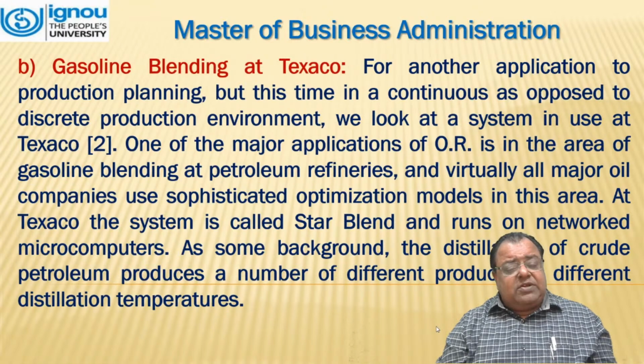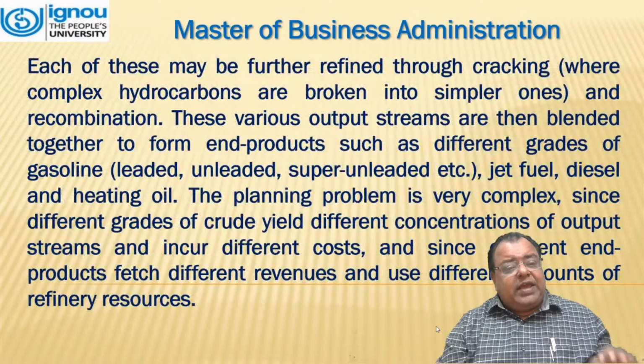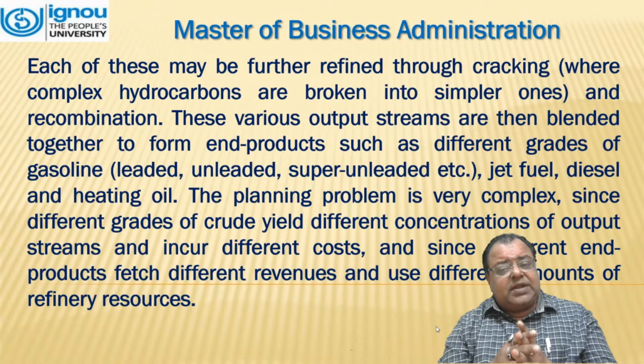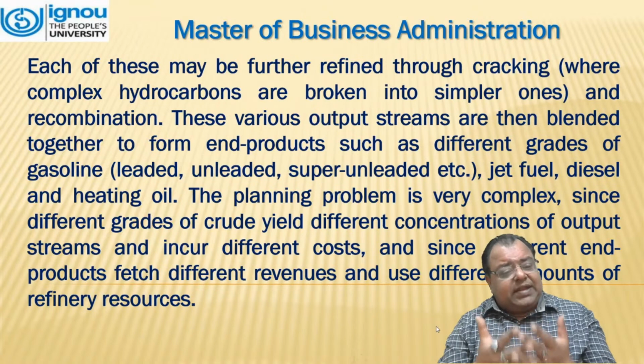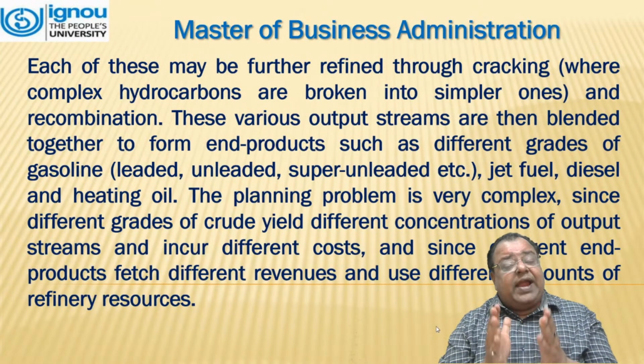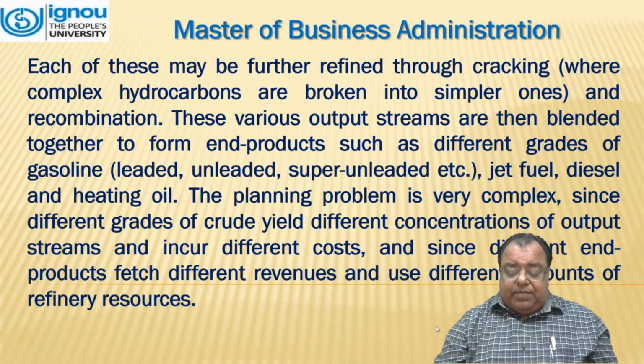As some background, the distillation of crude petroleum produces a number of different products at different distillation temperatures. Each of these may be further refined through cracking, where complex hydrocarbons are broken into simpler ones, and recombination. These various output streams are then blended together to form end products such as different grades of gasoline, leaded, unleaded, super unleaded, etc., jet fuel, diesel, and heating oil. The planning problem is very complex since different grades of crude yield different concentrations of output streams and incur different costs. And since different end products fetch different revenues and use different amounts of refinery resources, we can see how complex the problem is.